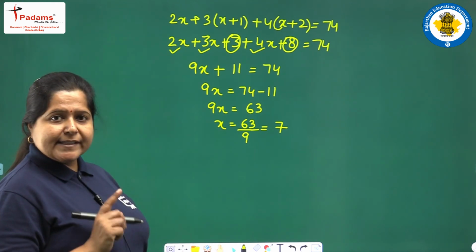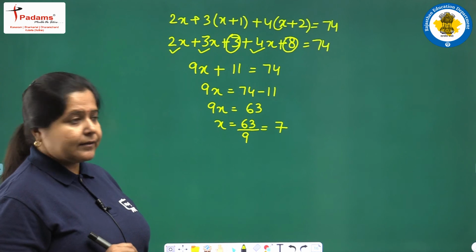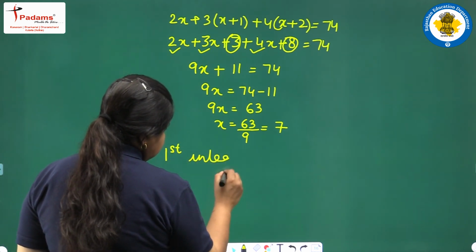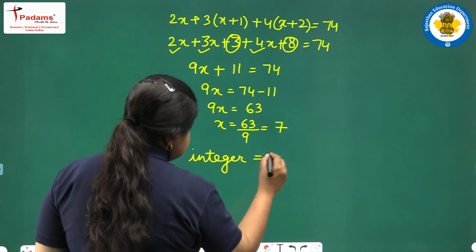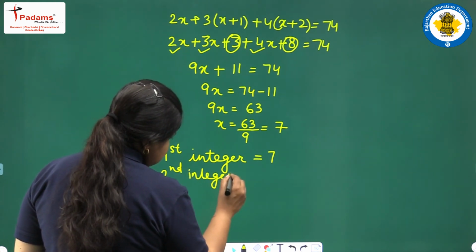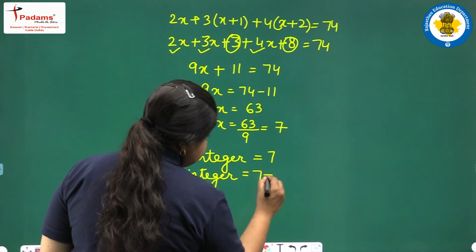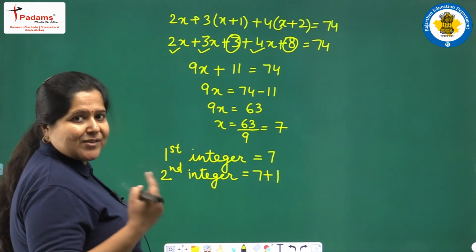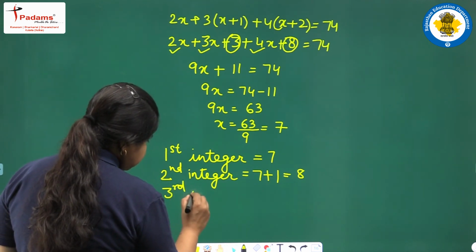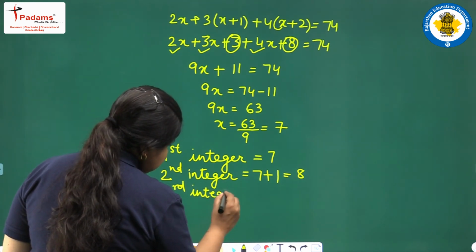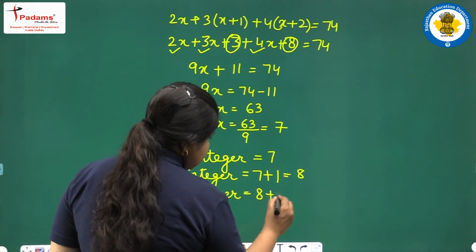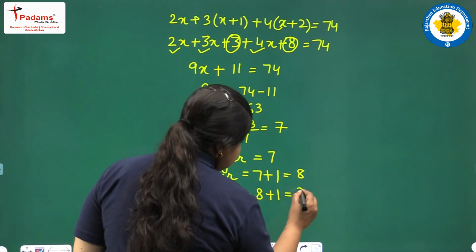So we got x to be 7 and x was the first integer. So we get first integer equal to 7, second integer equal to 7 plus 1. Remember x plus 1, so 7 plus 1 it will be 8, and the third integer, since they are consecutive, obviously it should be 7, 8, 9. So we can write it 8 plus 1 or 7 plus 2 also, you can write to be 9.